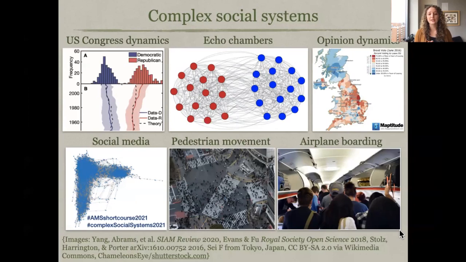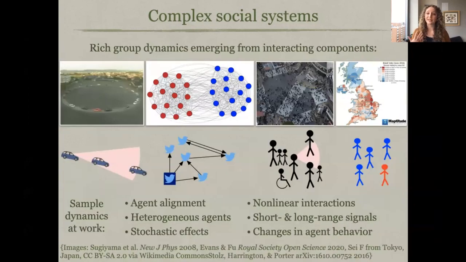And so across all these applications, there are some of the same types of dynamics where, again, the overarching feature is you have some rich group dynamic that is emerging from the interactions of individuals. And in the traffic example, like I said before, you can think of a car and the driver inside of it having some sort of sensing radius, how far it looks ahead to make choices about whether it's going to slow down or speed up.